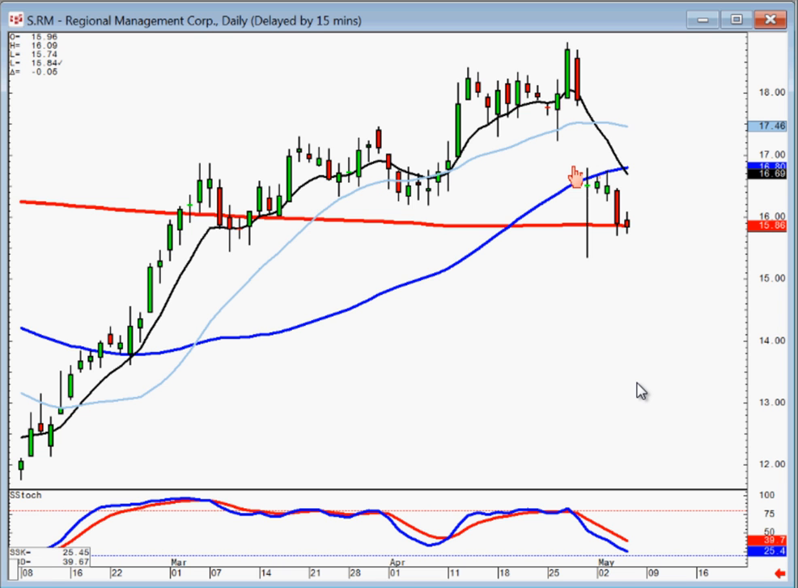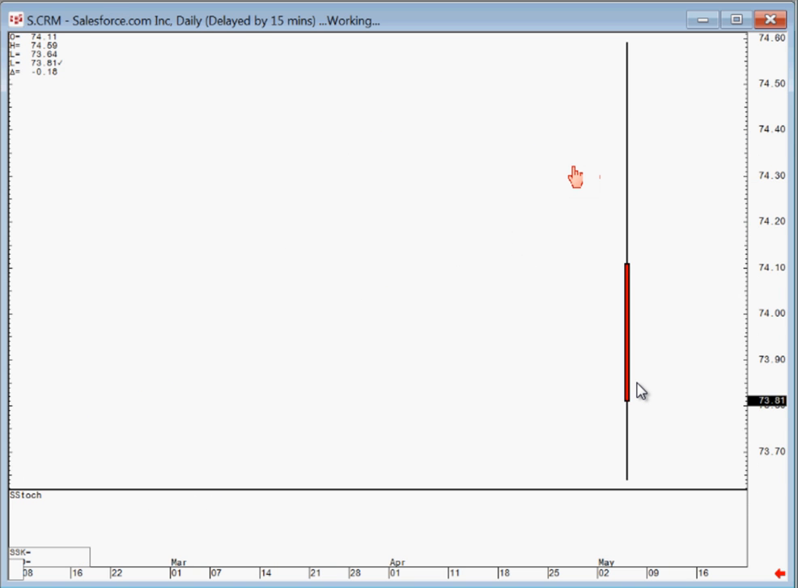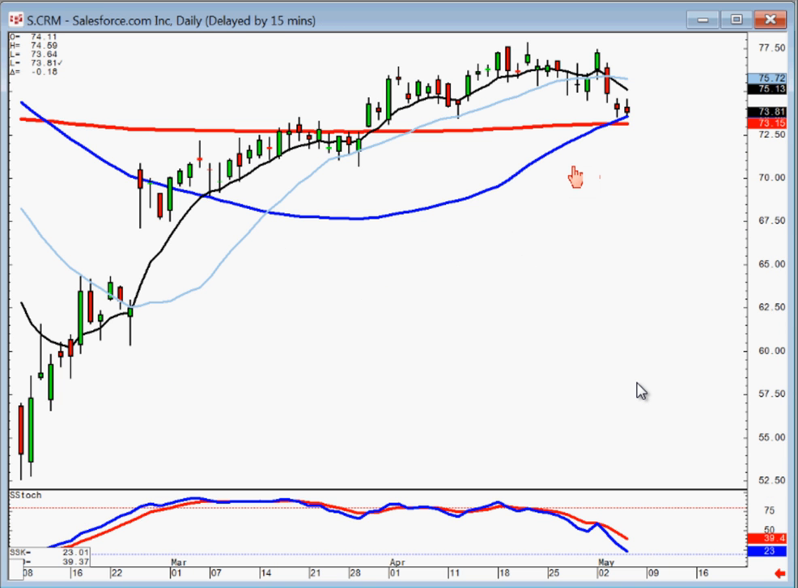CRM. Salesforce, another one that if you're short, you stay short. Just watch to see what it does here at the 50. If it opens lower, you can stay short.